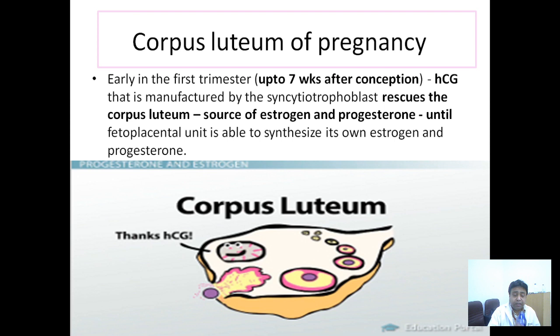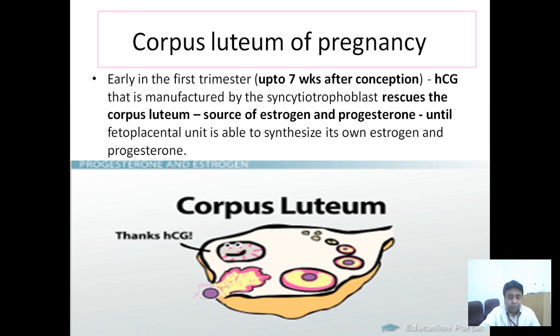Even now, the syncytiotrophoblast and the cytotrophoblast are part of the placental system, but the system has not been developed completely enough to take over the entire function of steroid hormone synthesis. So until that matures, it is the corpus luteum which takes care of this, and it does so through the release of HCG. HCG produced by the syncytiotrophoblast of the developing, immature placenta helps in the survival of the corpus luteum, and when the corpus luteum survives, it produces progesterone and estrogen for supporting the pregnancy. Right? That is very important.